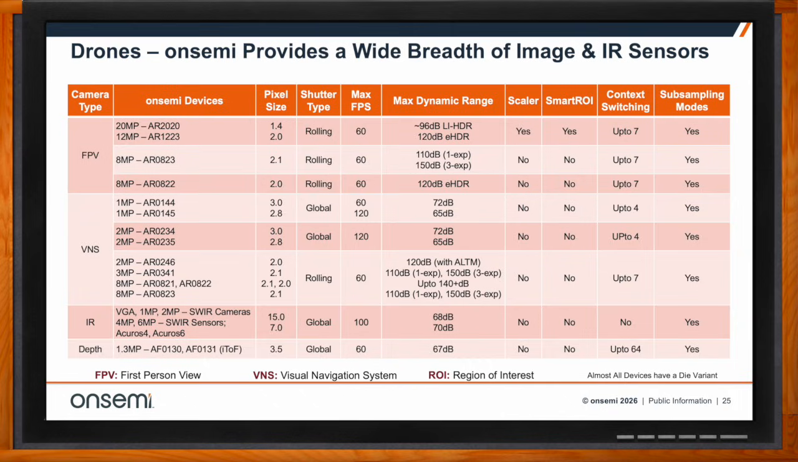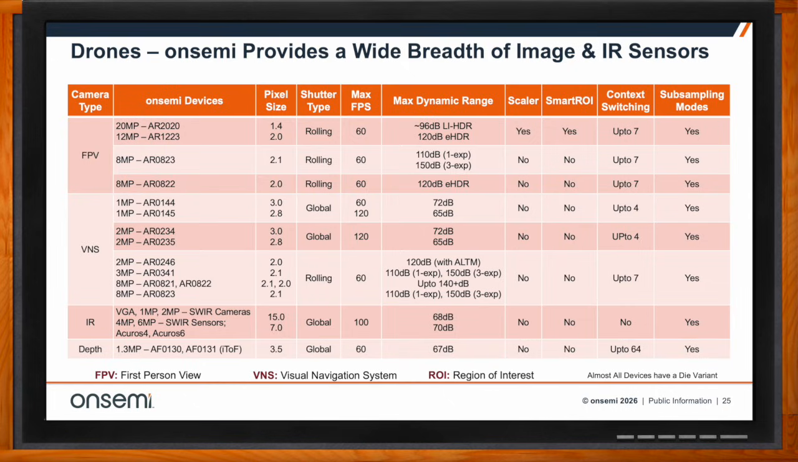So we also have this new product called the AF0130 and 131. And what that does is it's a 1.3 megapixel camera. Not only does it measure width and height, but it also measures the depth. It uses what we call ITOF or indirect time of flight and gives you the best of both worlds. It gives you a camera image as well as measuring the depth. And so you can do depth sensing as well.